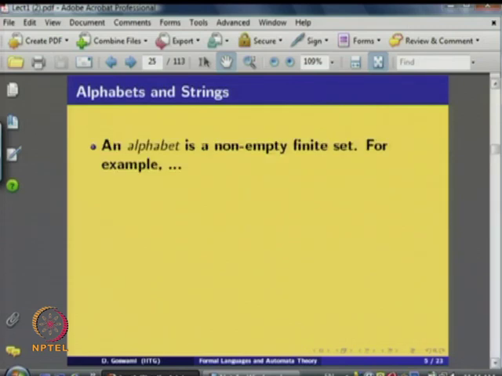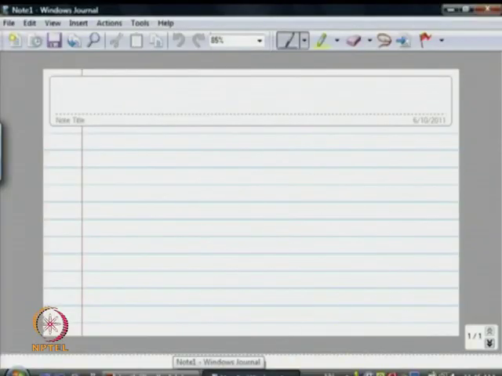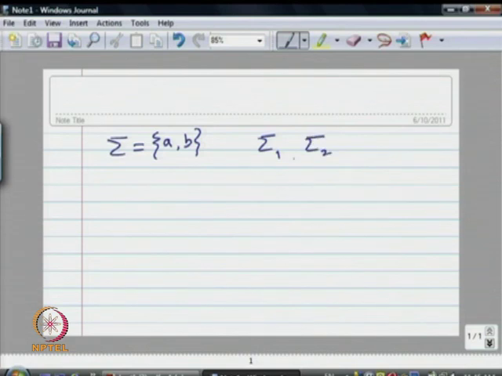Now, we go for definitions of alphabets and strings. We define an alphabet as a non-empty finite set. For example, say A, the set containing A, B may be considered as an alphabet. We denote an alphabet by sigma. If we have more than one alphabet, then we might be using the subscript sigma 1, sigma 2 to denote the alphabets. Sometimes we might also use some other symbols, say gamma, to denote an alphabet.